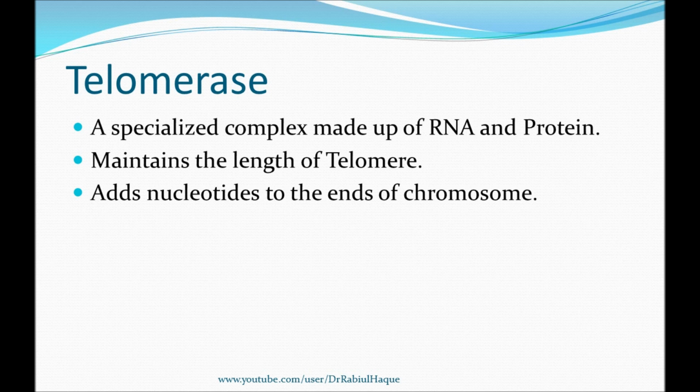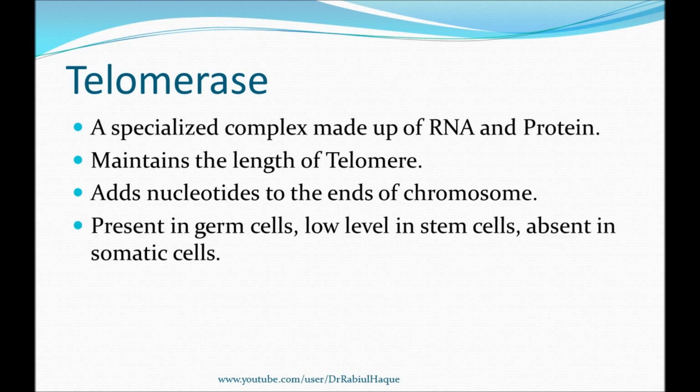Telomerase activity is seen in the germ cells. It is present at low level in stem cells, but unfortunately telomerase activity is absent in most of the somatic cells, and that's the reason why most of the somatic cells will undergo cellular senescence, and that will result in cellular aging and aging.